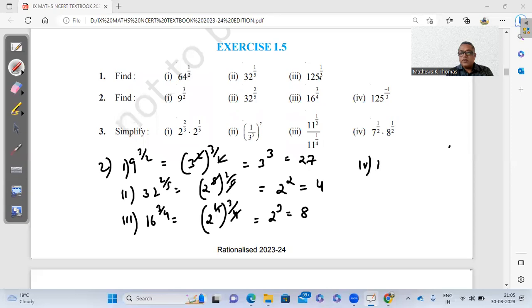Fourth part, we have 125 to the power minus 1 by 3. There is a negative power. So far, we were doing only positive powers. This is 5 to the power 3 whole to the power minus 1 by 3. 3 and 3 gets cancelled, and we are left with 5 to the power minus 1.